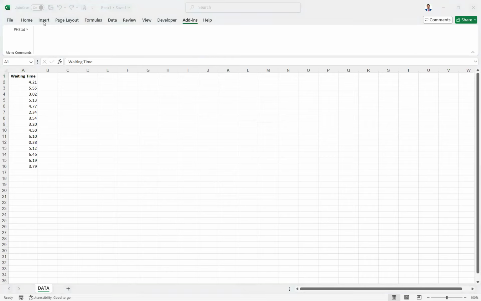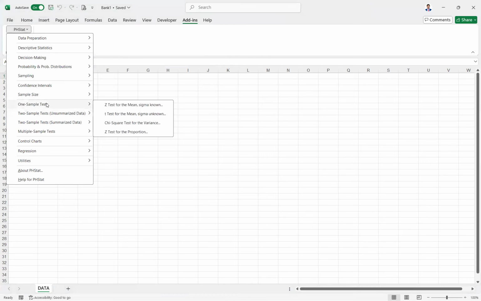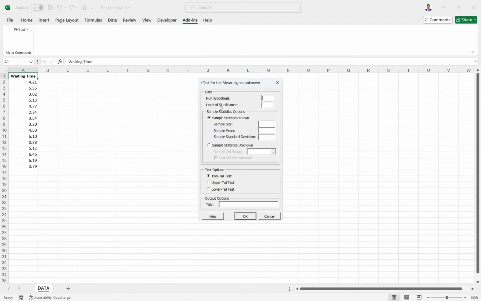You understood why we came to t-test? Yes, I understood. Why we came to one sample test, you understood first? Yes. Now we are clicking on it. Now this is the table we are getting. Null hypothesis will come to it.